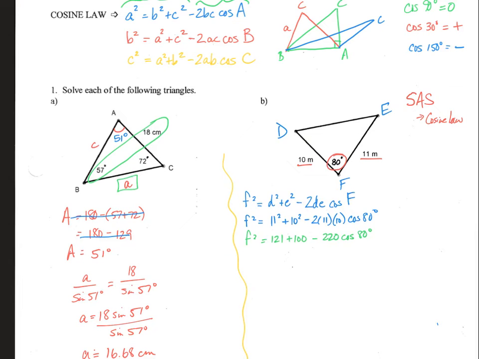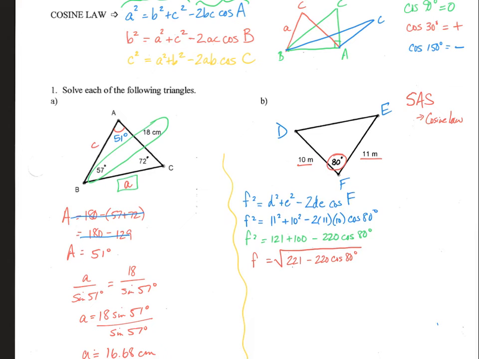The first line that we would need to see in your solution would be you saying, okay, I'm going to collect my two terms that I can. My 121 plus 100 is 221. I can't collect it with the negative 220 cos 80 because those are different terms, or unlike terms. And I can get rid of my squared by taking the square root of the whole thing.